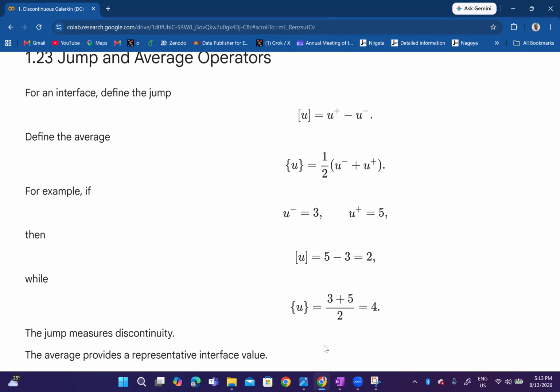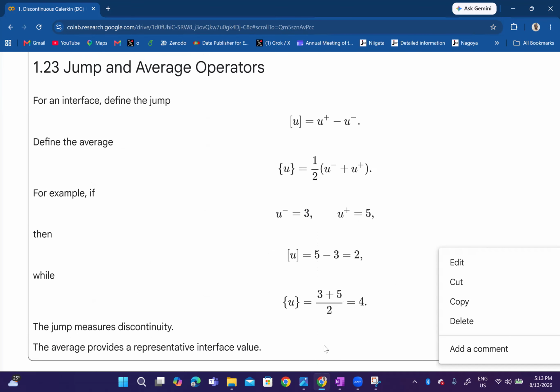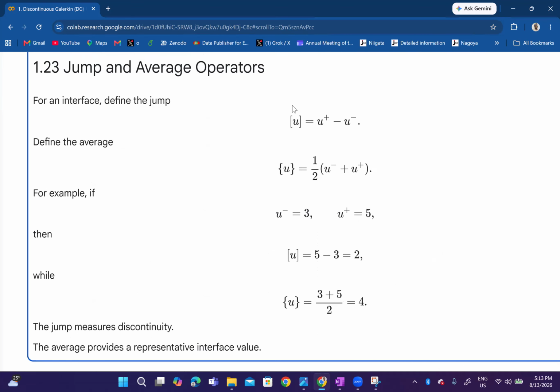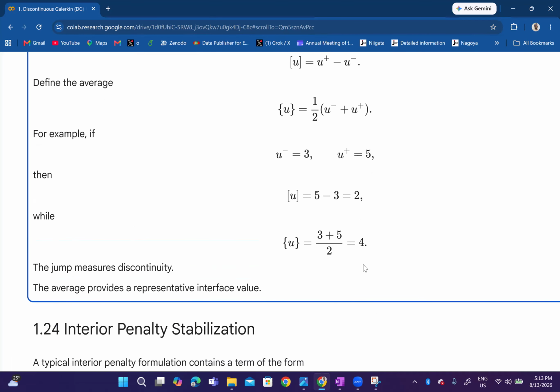So jump and average operators now. For an interface, we define the jump of u as u plus minus u minus. We started with that initially. Then we define the average, which is half of u minus plus u plus. For example, if u minus is 3 and u plus is 5, then the jump is 5 minus 3, which is 2, and the average is (3 plus 5) over 2, which is 4. So the jump measures discontinuity, while the average provides a representative interface value. So this is an interface value, while this is a discontinuity, which the jump represents. So it's jump and average operators.